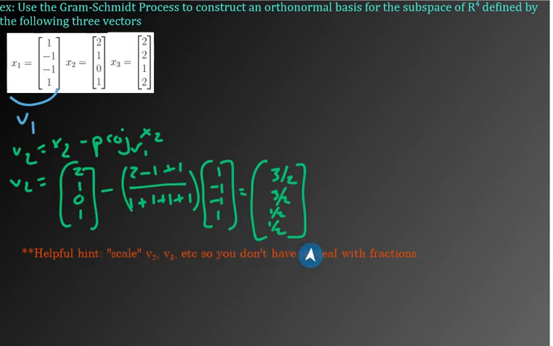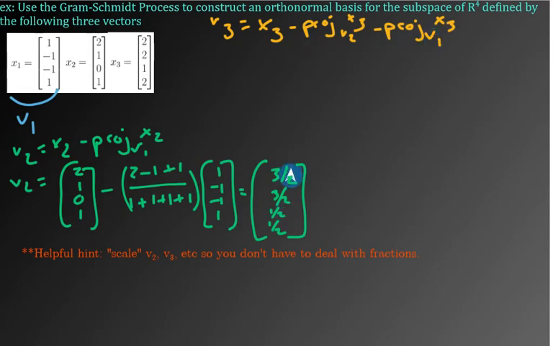And this is where this comment comes in. When we build v3, v3 is going to be x3 minus the projection of x3 onto v2 minus the projection of x3 onto v1. That uses v2 and v1. All that really matters right now is the direction, and then we can worry about normalizing these vectors at the end. There's no sense in working with these annoying fractions. You can absolutely scale v2 or v3, or really any vector you want, so you don't have to deal with annoying numbers.